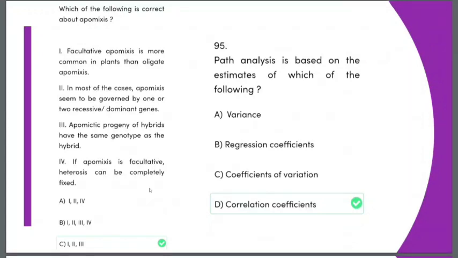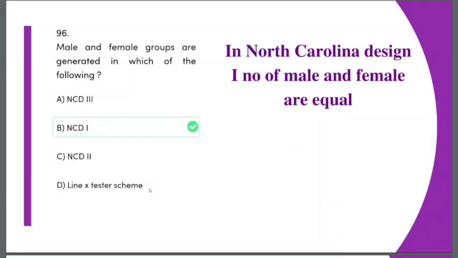95th is path analysis is based on the estimate of which of the following? Correlation coefficient. 96th is male and female groups are generated in which of the following? So NCD 1 is the correct answer. What is NCD? NCD is North Carolina design. In this, the number of males and females are equal, and in this topic, questions like this can only come. No detailed question can come.